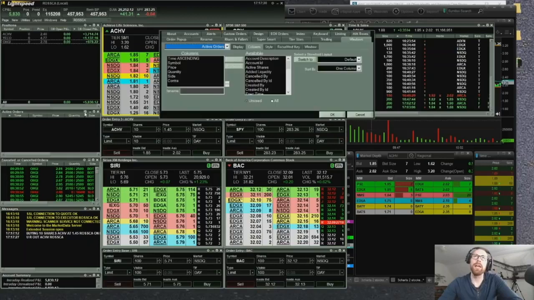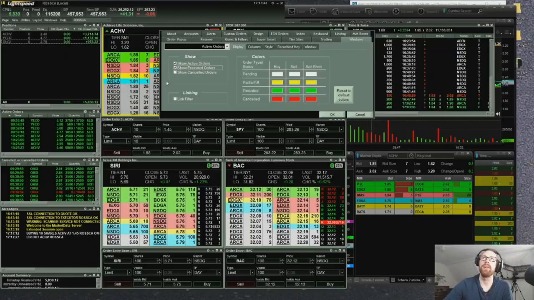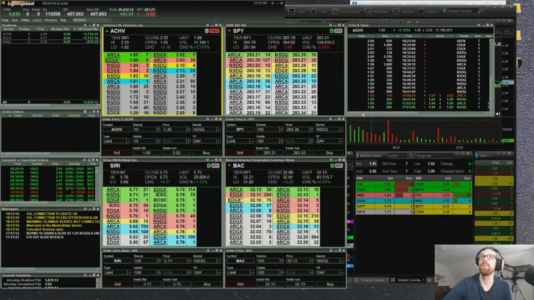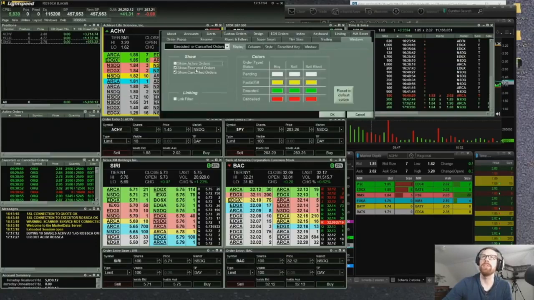What you do is you go to settings, and let's see, we change this to display and show active orders. Now, if I showed executed orders, boom, they're all right there. If I showed canceled orders, boom, those are all right there. And that's when things start to get lost. So I have one for active orders, and then I have this one right here to show all of those canceled and executed orders. Keep them separate.